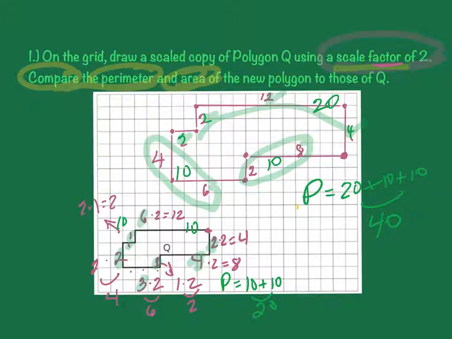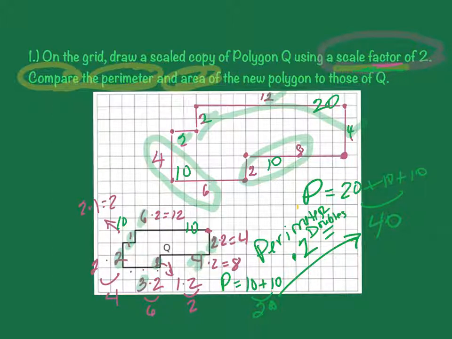And as it would be expected, it's double. 20 times 2, of course, is equal to 40. So my perimeter doubles. And remember, that's exactly what we expect it to do every single time. The perimeter doubles.